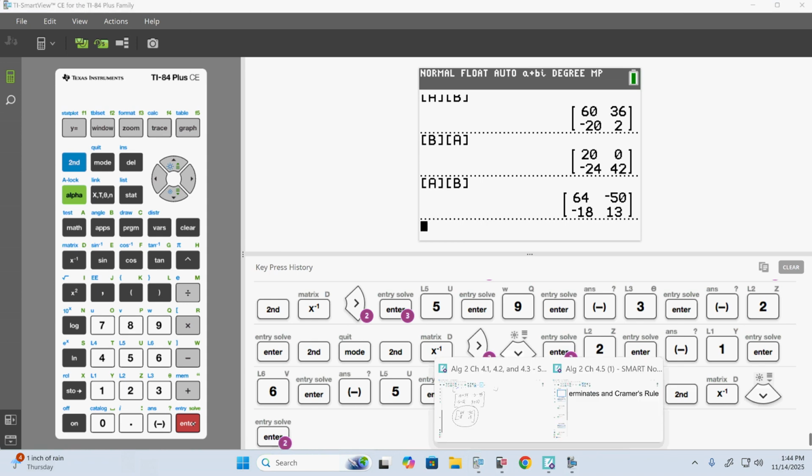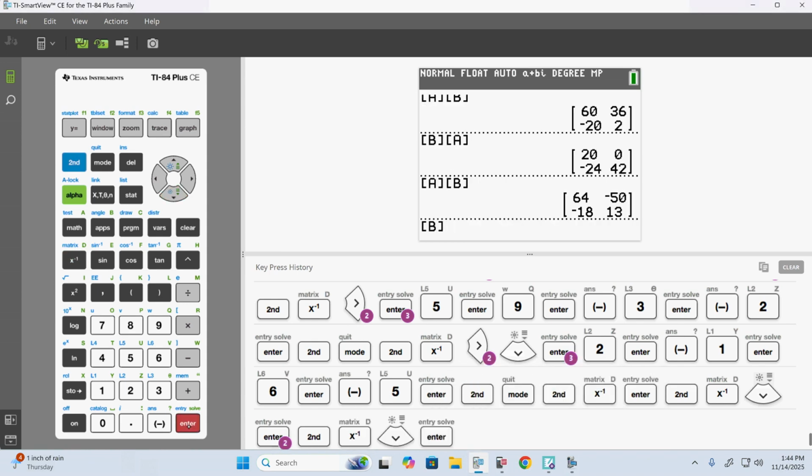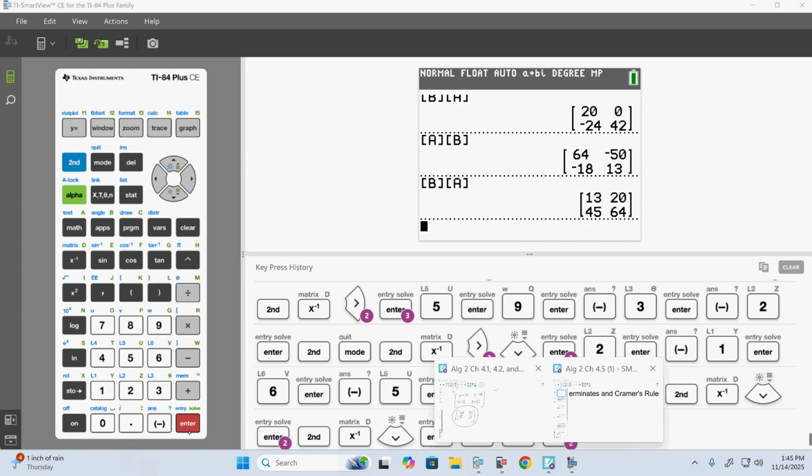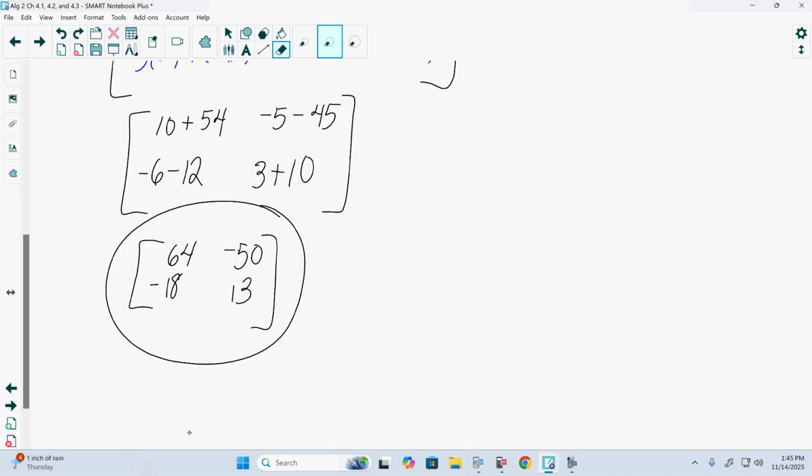Now we could flip it, matrix B times matrix A, and we see here it still works, but we get completely different things. When we multiply two matrices, the order matters, because if we flip it, we will get a completely different expression.